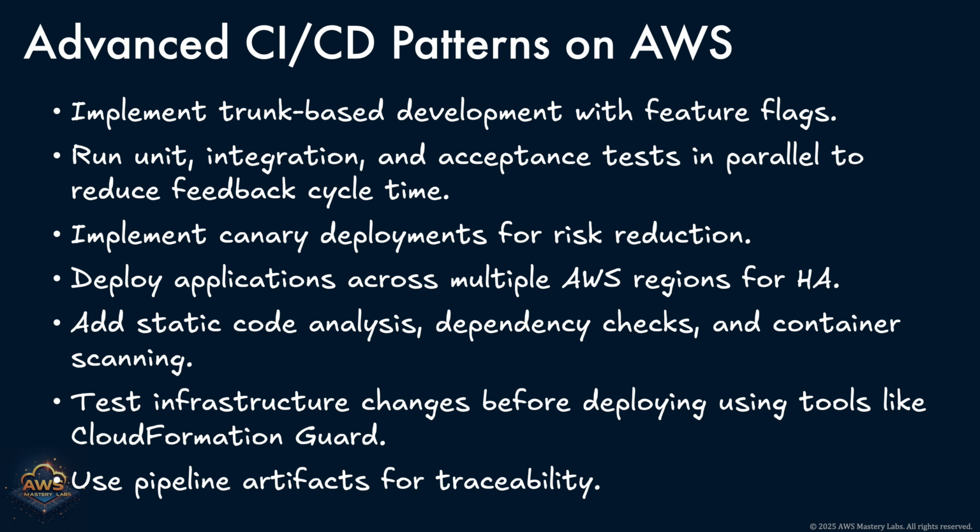By deploying your application across multiple AWS regions, you can ensure higher availability and better performance for global users. CodePipeline and CodeDeploy both support cross-region deployment workflows. You can integrate security scanning into pipeline stages, such as static code analysis, dependency vulnerability checks, or container image scanning. This enables you to catch security issues early, before they reach production.